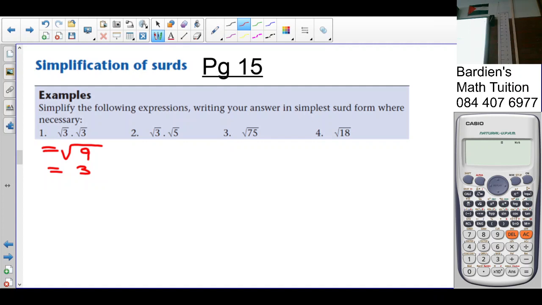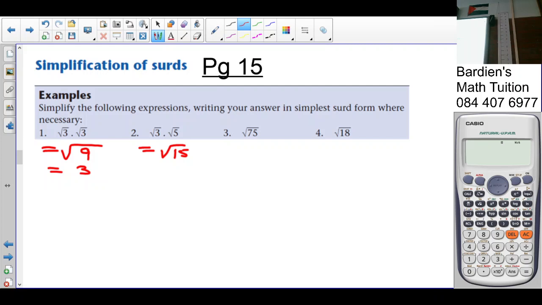So what would the next sum then be? The square root of 3 times the square root of 5. Are the roots the same? Yes. So what's the square root of 3 times the square root of 5? Square root of 15. Okay? You all okay with that?